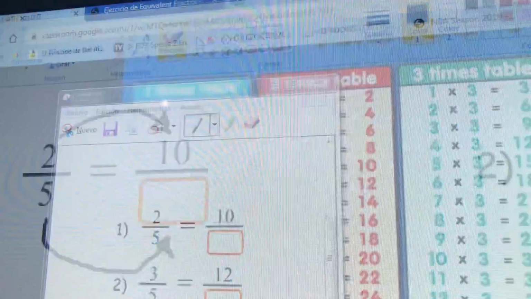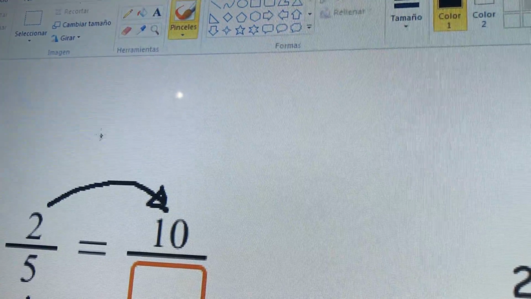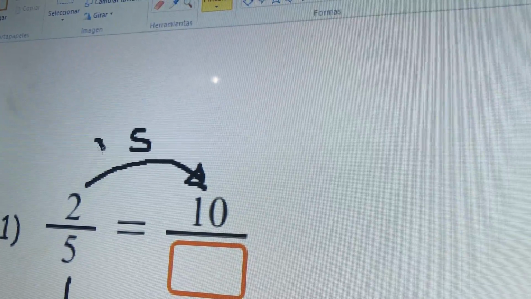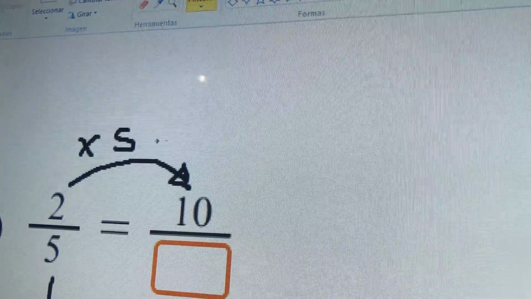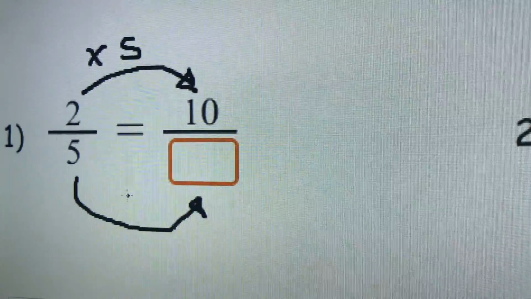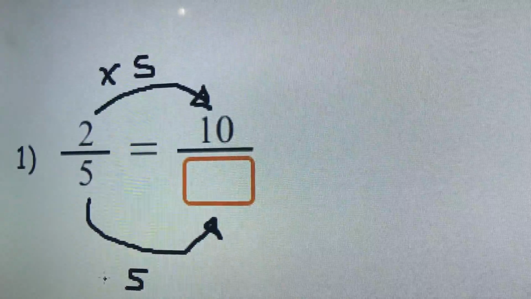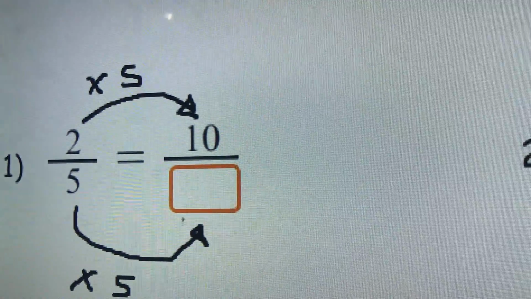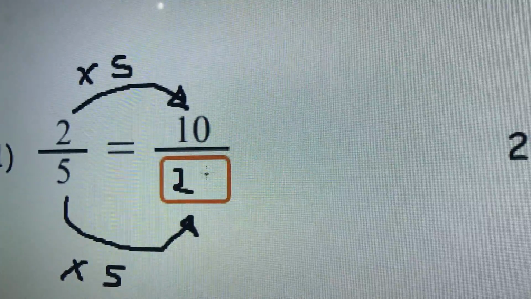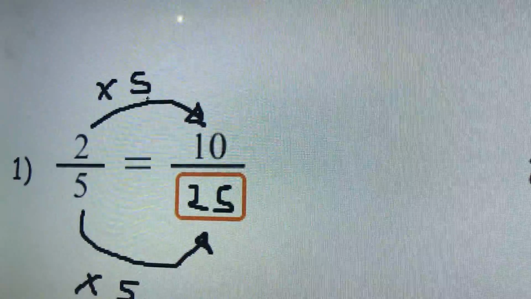A number multiplied by 2 is going to give me 10. In that case, it will be 5, because 2 times 5 equals 10. So that magical number, we're gonna put it over here also. We're gonna put 5, and we're gonna say 5 times 5 equals 25. You're gonna look for the magic number.